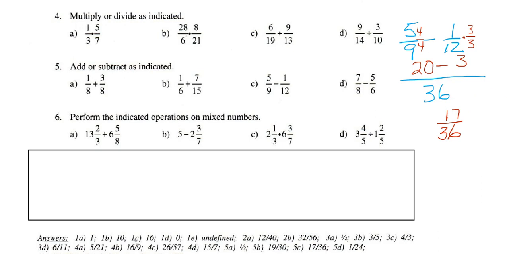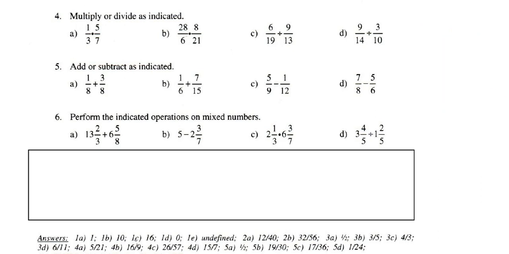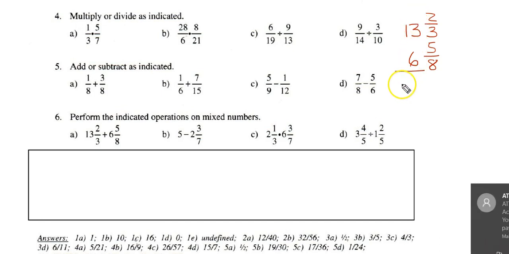Okay. Now, this next one's, again, there are various methods. But what we want to do is to add these. So here's how I would suggest. 13 and 2/3, 6 and 5/8. Now we can add these up. This is going to be a 19 here. I get pop-ups every once in a while.